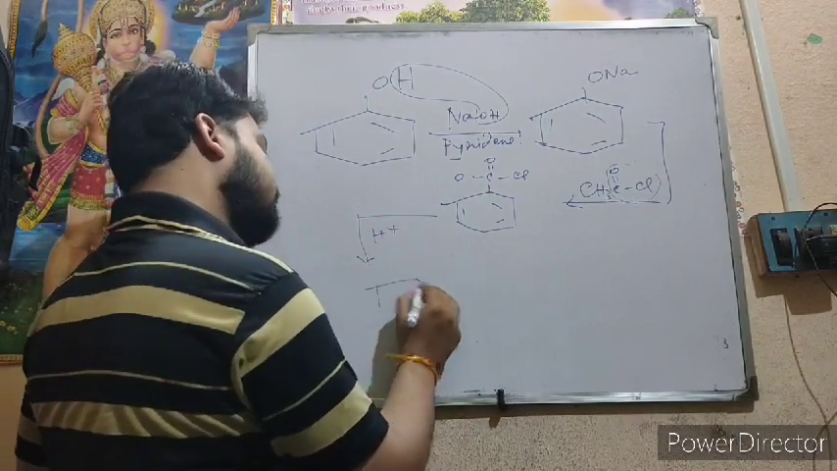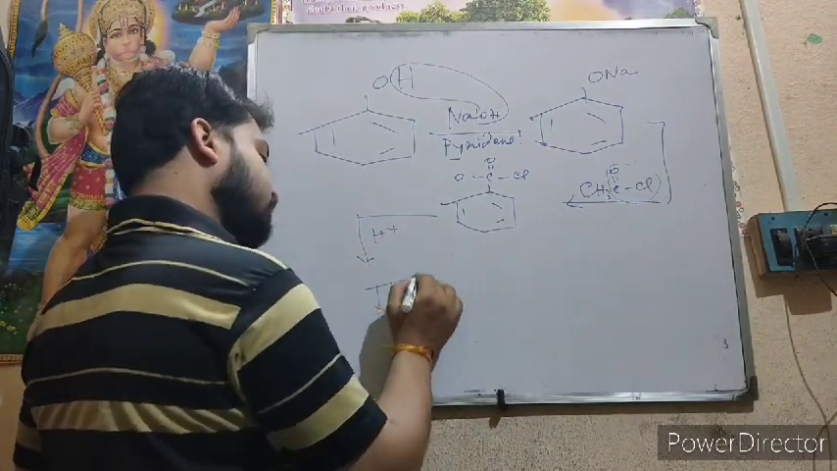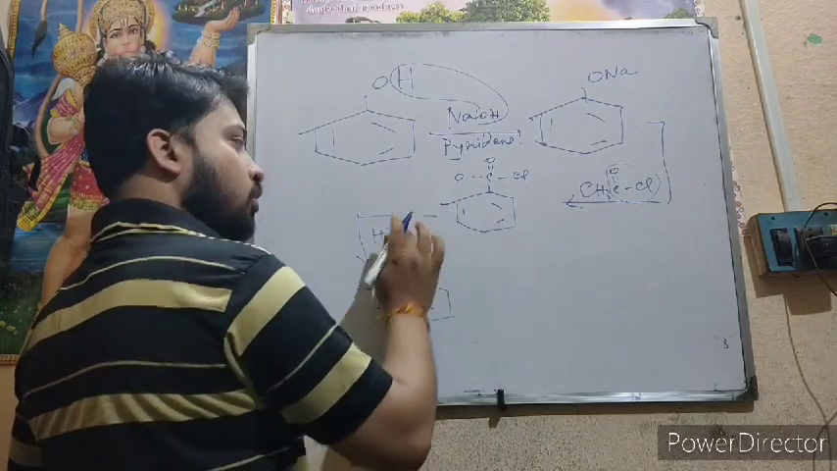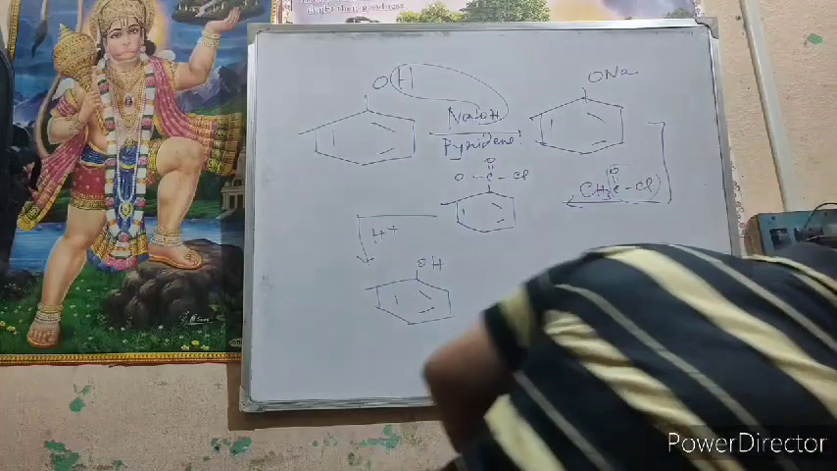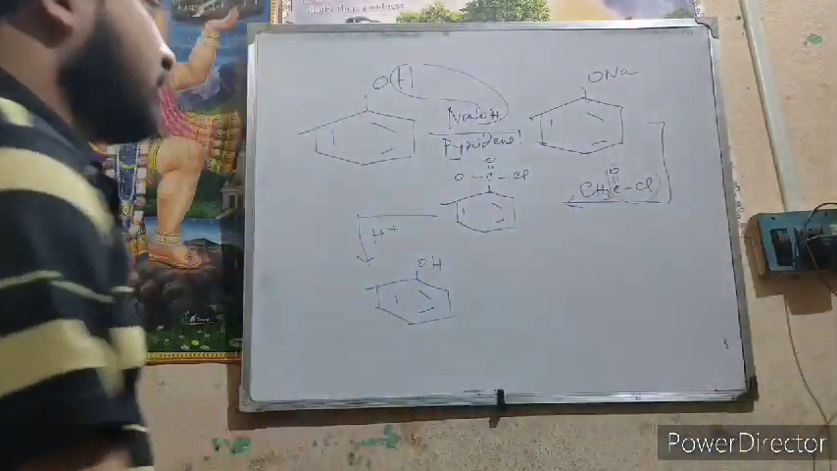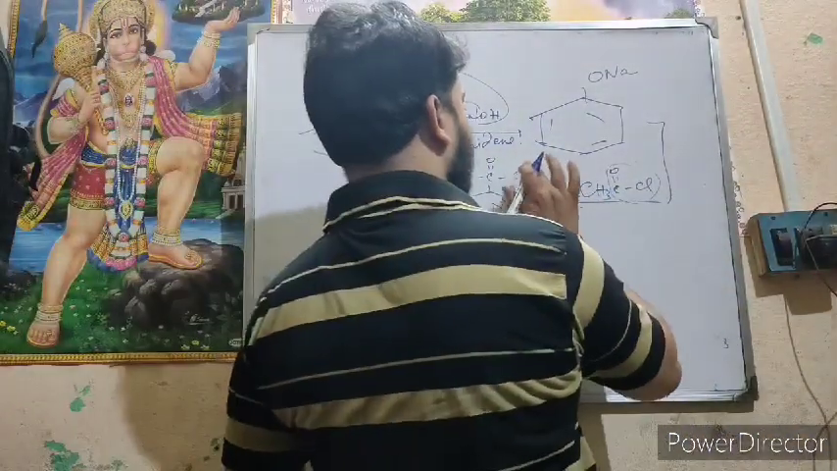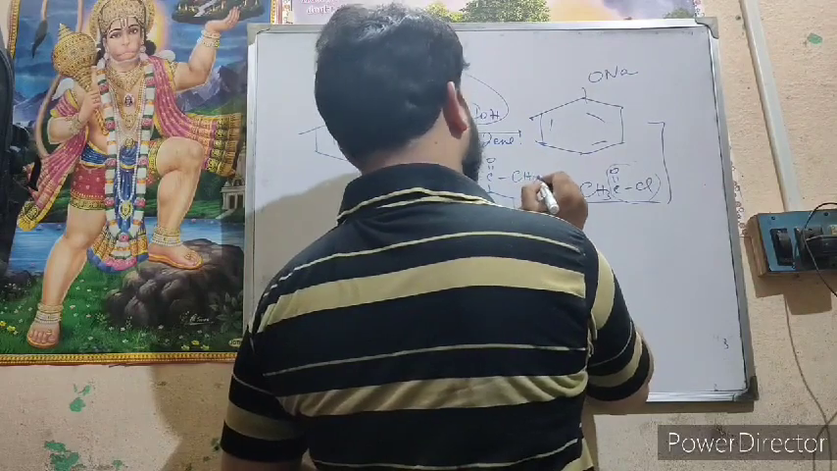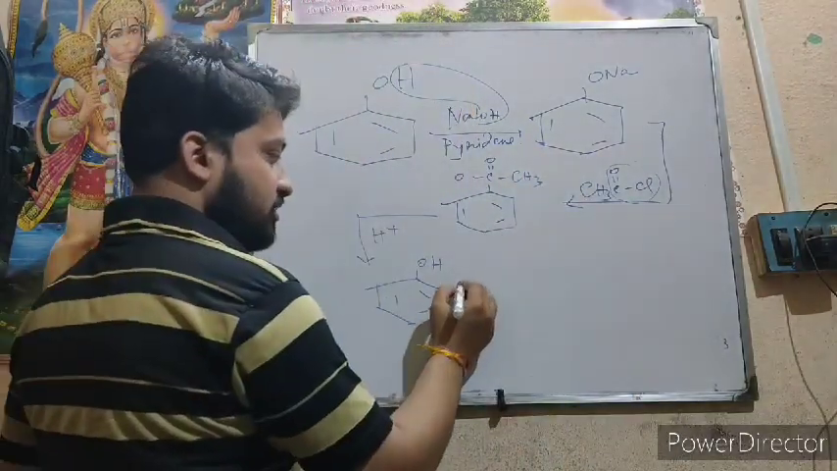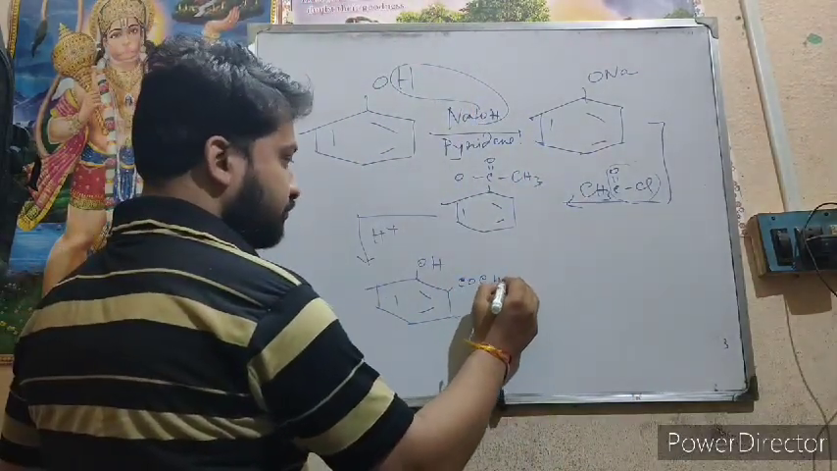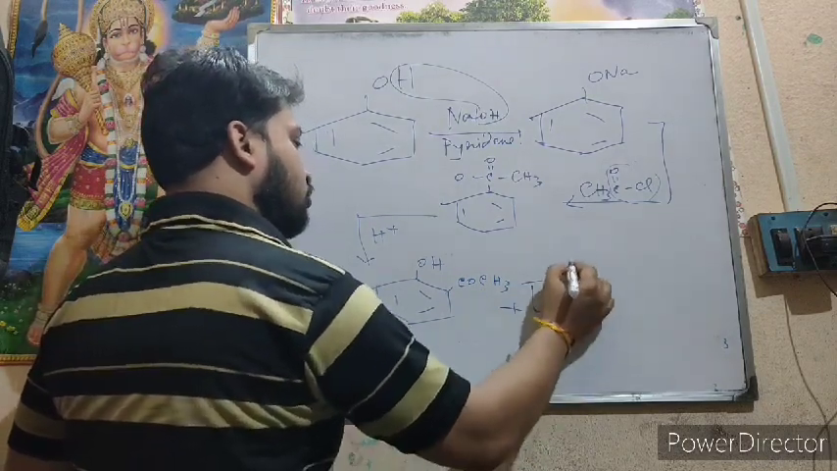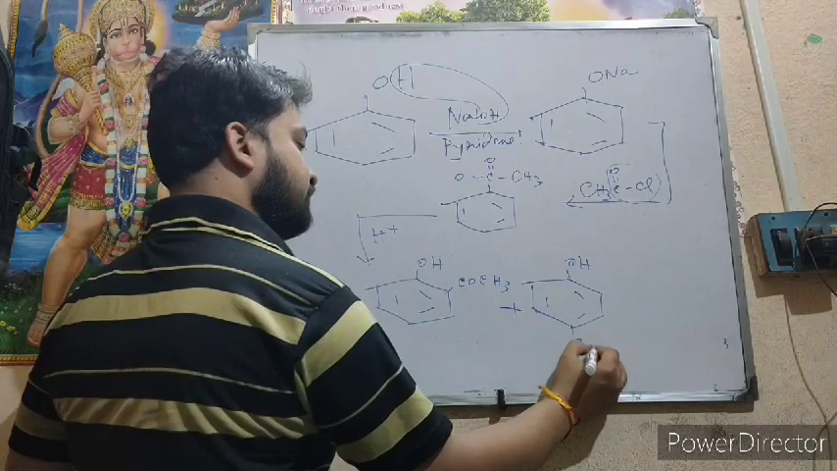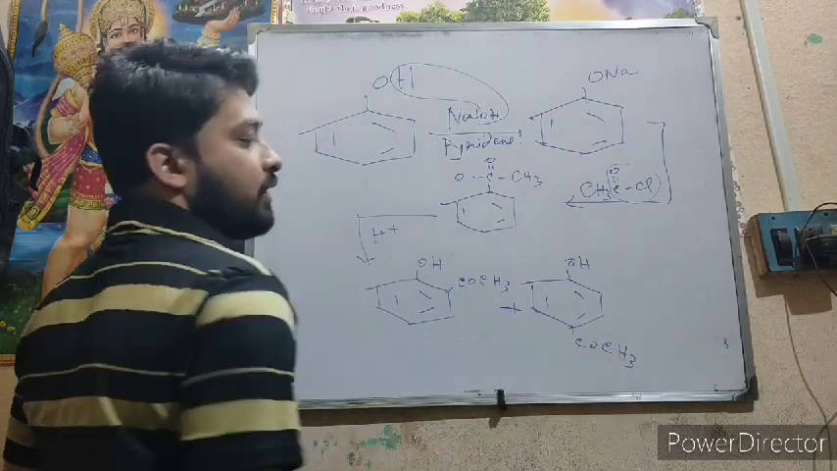So the product is OH and COCl. So COCl, that is not COCl, that is COCH3. Then you get COCH3 on this position. Not only this, but also. So rearrangement occurs here. So this reaction is called Fries rearrangement.